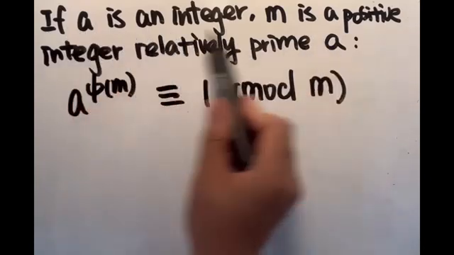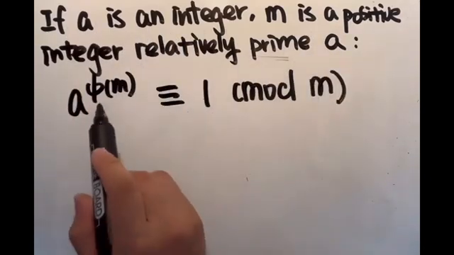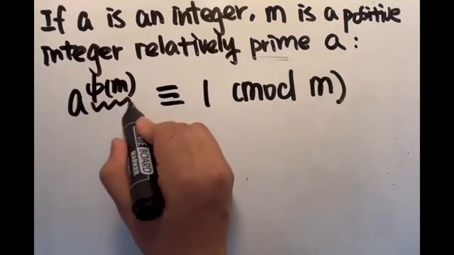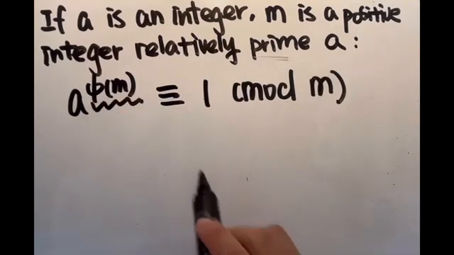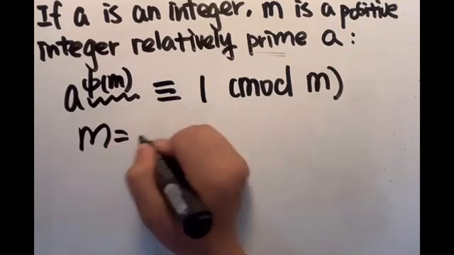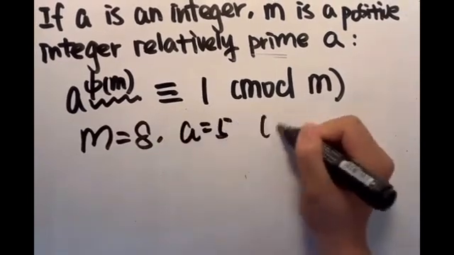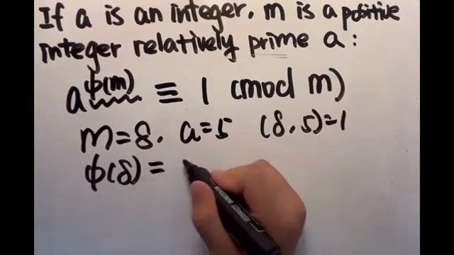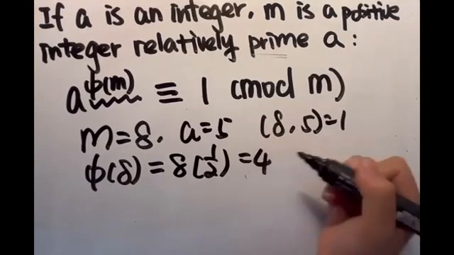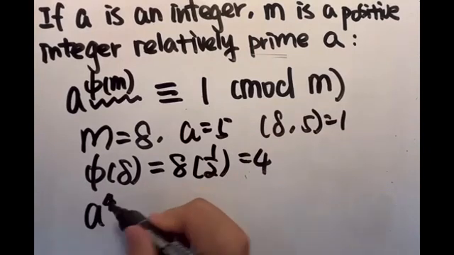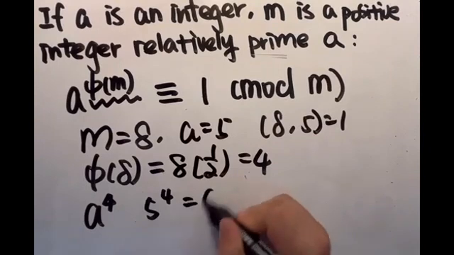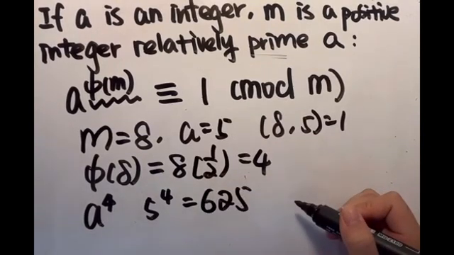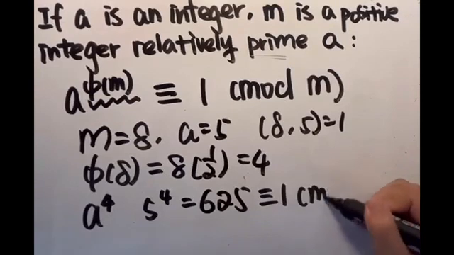The theorem states that if a is an integer and m is a positive integer relatively prime to a, then a to the power of phi m, remember that phi m is the number of integers between 1 and m that are co-prime to m, is congruent to 1 mod m. Let's look at an example. Let m equal 8 and a equal 5. 5 and 8 are co-prime. Phi 8 equals 8 times (1 minus 1/2), since the prime factorization of 8 is 2 to the power of 3. So phi 8 is 4. 5 to the power of 4 should be congruent to 1 mod 8. So what's 5 to the power of 4? 625. 625 is equal to 78 times 8 plus 1, so congruent to 1 mod 8. It works. So how do we prove this theorem?